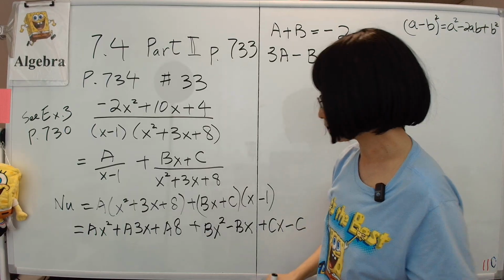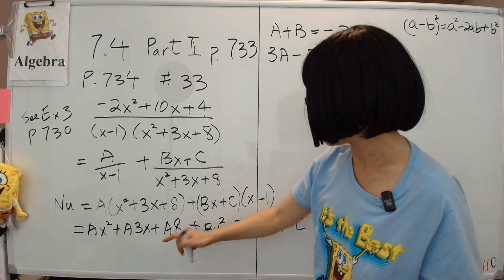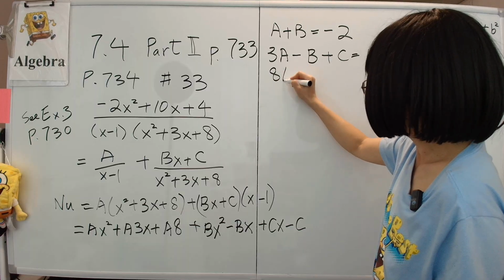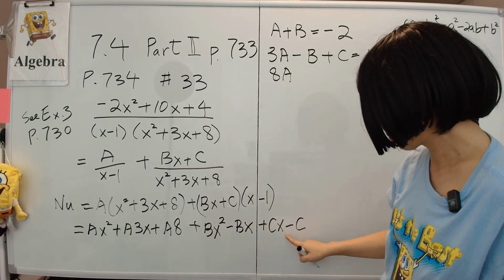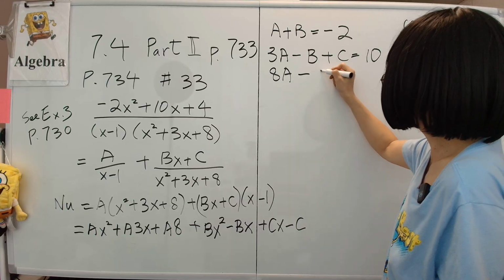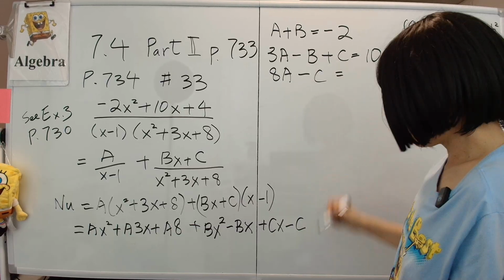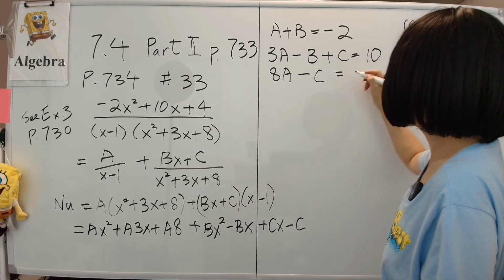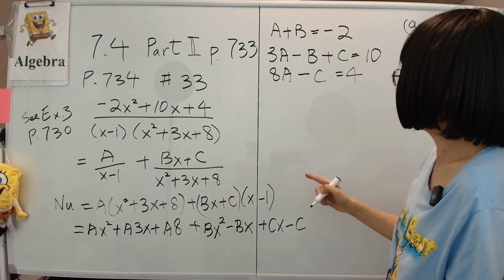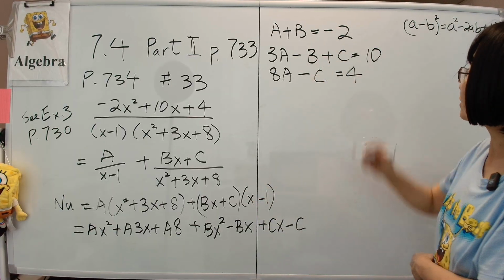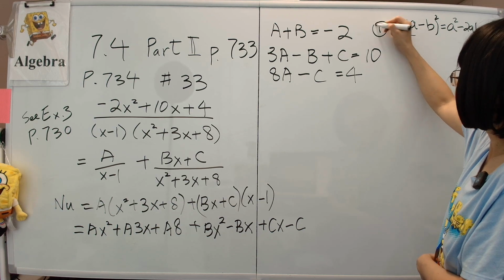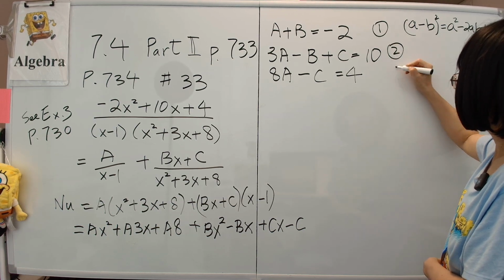And the last thing is all the numbers. We have 8a, and then any more numbers? Minus c, and that equals 4. All right, so now we have the famous 3 equations with 3 unknowns. And we'll do it like we did before. 1, 2, 3.